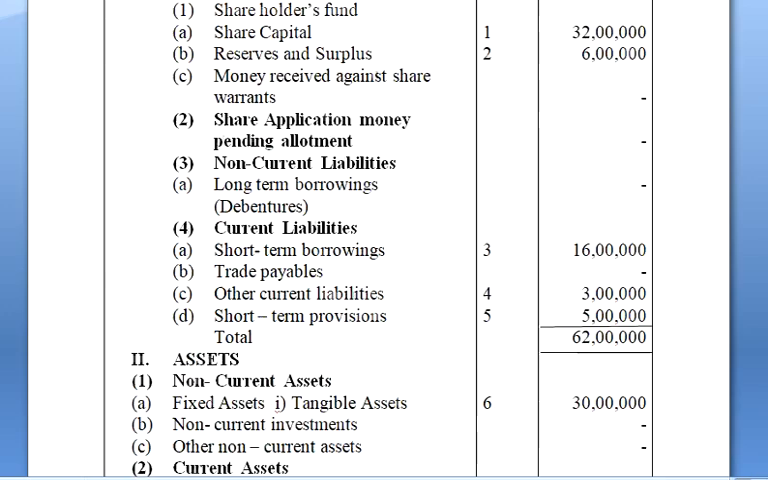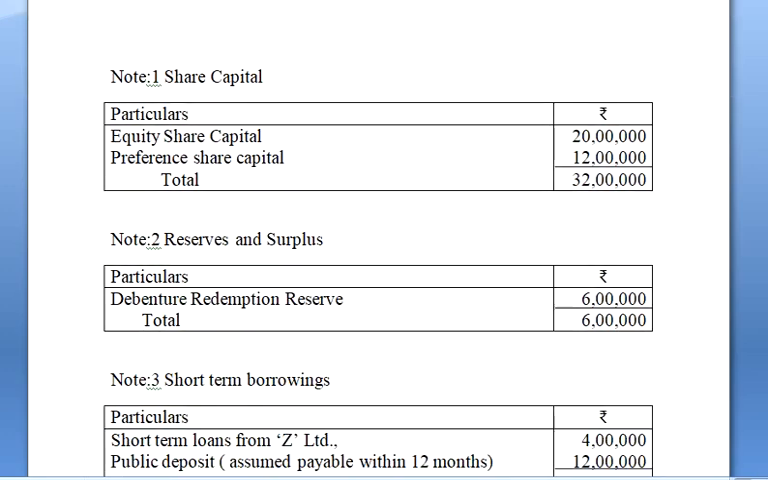I will be showing the notes for this problem, only for the liabilities. Note number 1, share capital: equity share capital 20 lakhs, preference share capital 12 lakhs, it becomes 32 lakhs. Note number 2, reserves and surplus: under that debenture redemption reserve 6 lakhs, again total 6 lakhs.